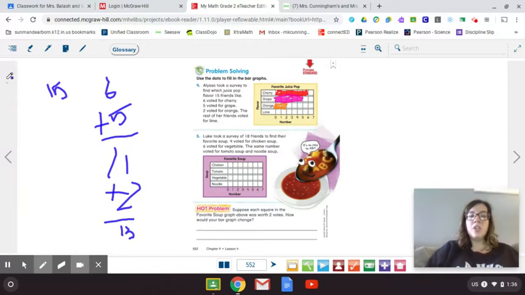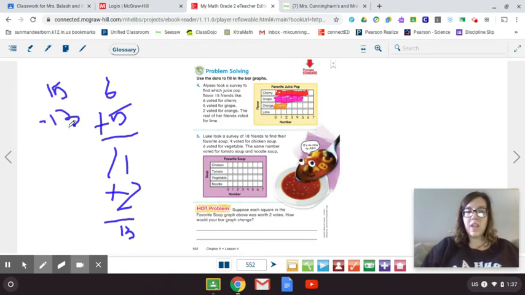But we also know that she surveyed 15. So how many do we not know? We need to take 15 minus 13. And we know that that's 2. So that means there's 2 people that liked lime. So we need to fill in our graph here. And 2 people liked lime. Okay, that was kind of a tricky word problem. That's a 2-step problem. Okay, so 2.